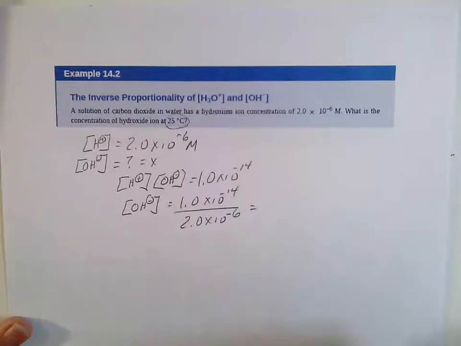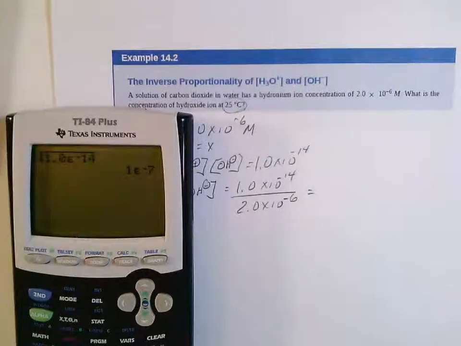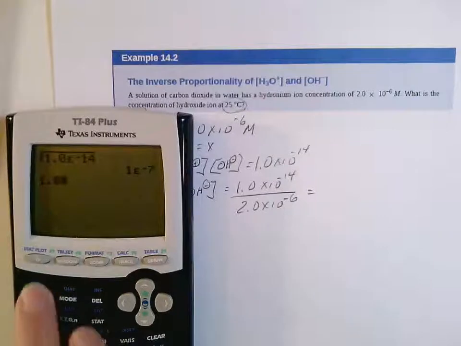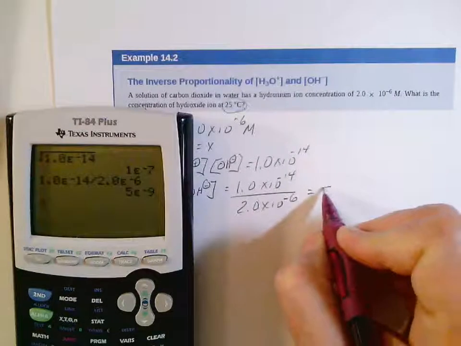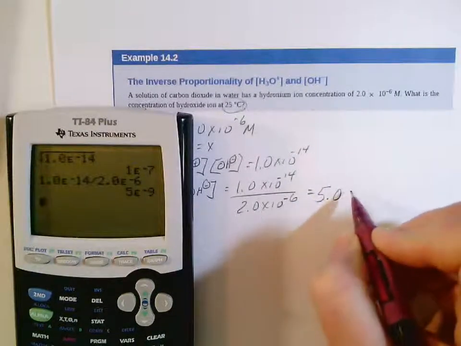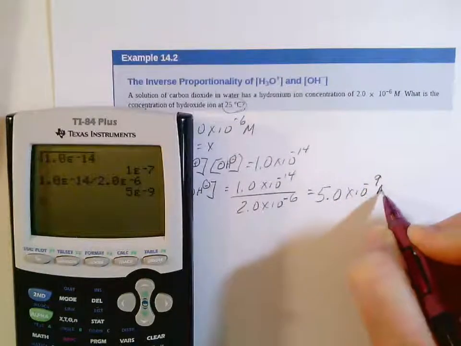So, to put that into my calculator, I'm going to have 1.0 second EE negative 14 divided by 2.0 second EE negative 6 equals 5.0 times 10 to the negative 9th molar.